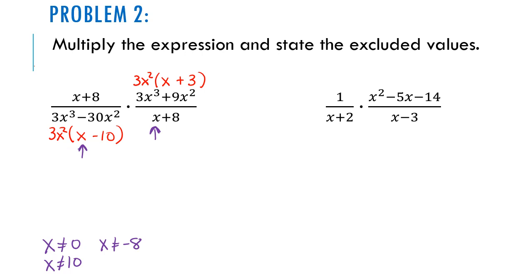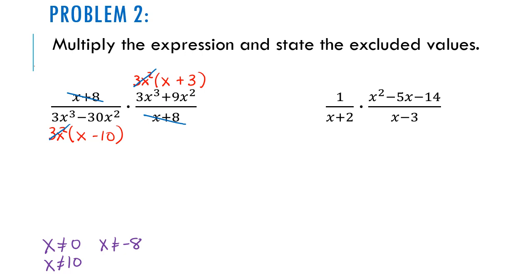So now that I've done the excluded values, I want to try to simplify anything I can, and then I will multiply everything together. So I can see that I have an x plus 8. That will cancel out the x plus 8 in the other fraction in the bottom. Remember, you can go top to bottom. You can jump between the fractions, but one must be on top, one must be on the bottom. From there, I have a 3x squared, which cancels out a 3x squared.